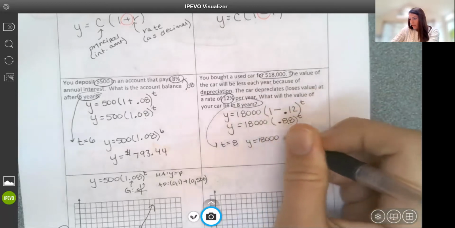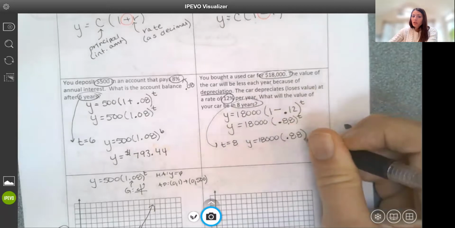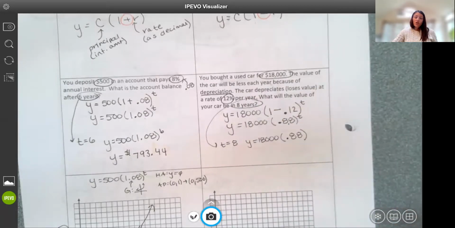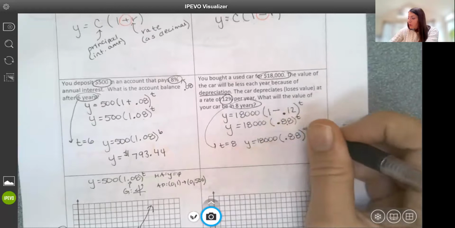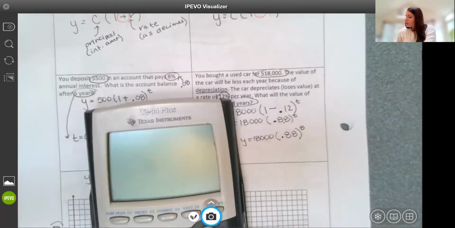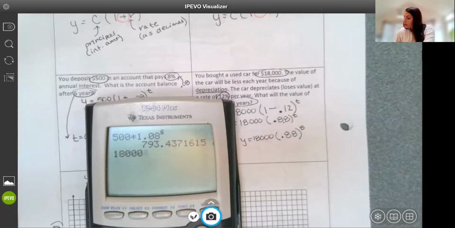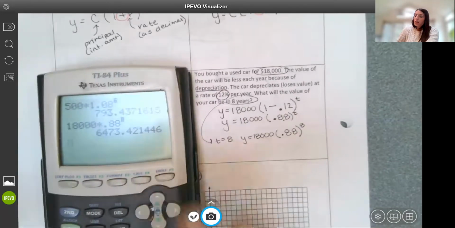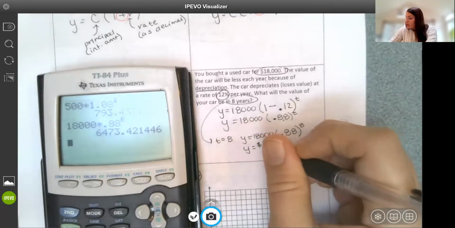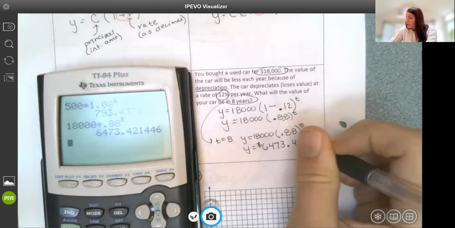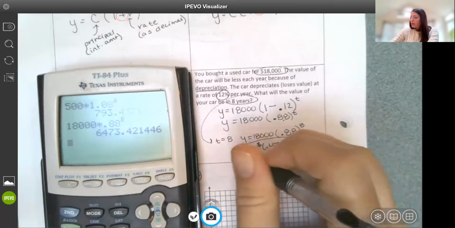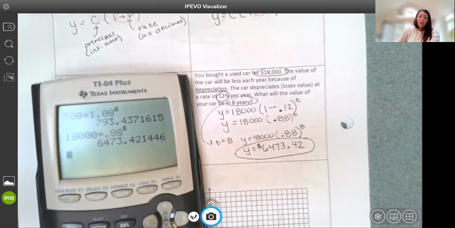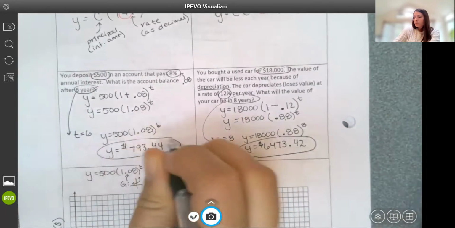So I started with a car that was 18,000, depreciating at 12%. So depreciating at 12% means each year I'm maintaining 88% of the value of the year before. So you can think about it both ways. And we want to know in 8 years, where will we be at? And so at my calculator, 18,000 times 0.88 to the 8th power. And after owning that car for 8 years, now it's worth about 6,473. And again, it's money, so I'll go to 2 decimal places and 42 cents. So in 8 years, if you were to try to sell it, you're probably only going to get like $6,000 for that same vehicle. That's just how it works when you buy a car.